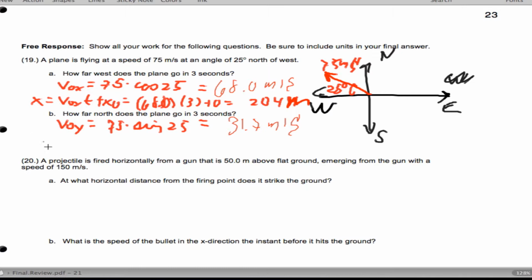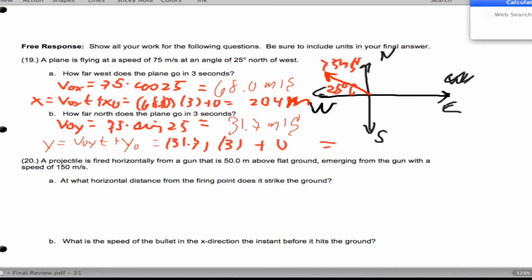We're going to get north: y equals v naught y t plus y naught. Again, no acceleration. And we're going to have 31.7 times 3 plus 0. And that ends up being, if I have this right, I want to say 95.2. Which is correct, 95.1. All right.